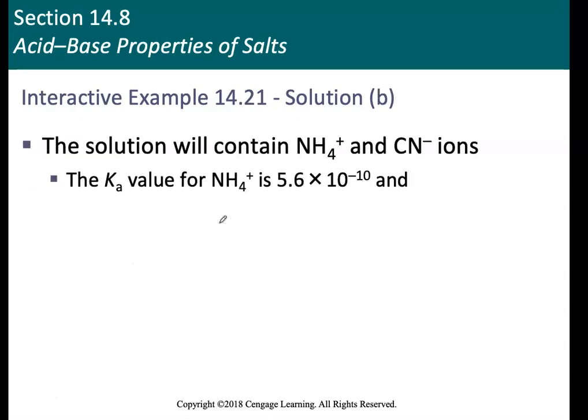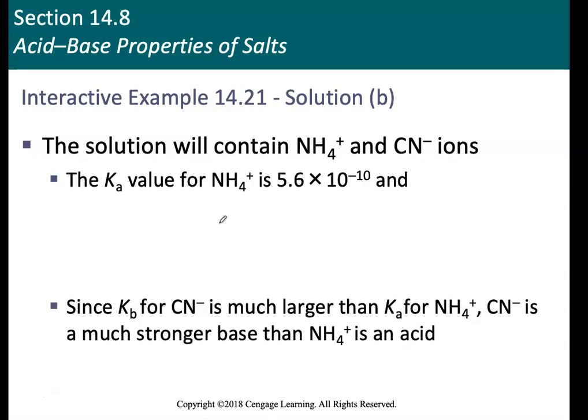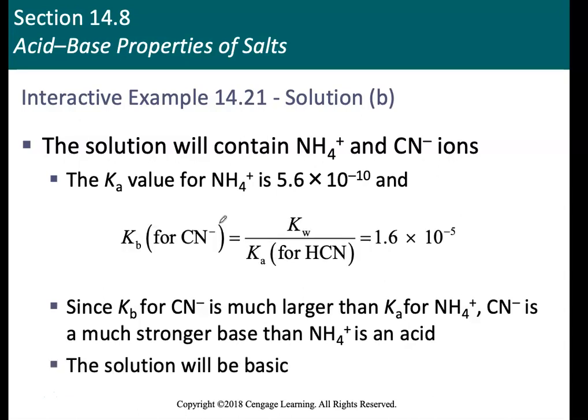Okay, let's look at that second one. NH4CN. Ka value for NH4 is 5.6 times 10 to the minus 10. Kb value for CN is 1.6 times 10 to the power minus 5. So you can see here that Kb is a lot greater than Ka. So Kb is greater than Ka, it will be basic.